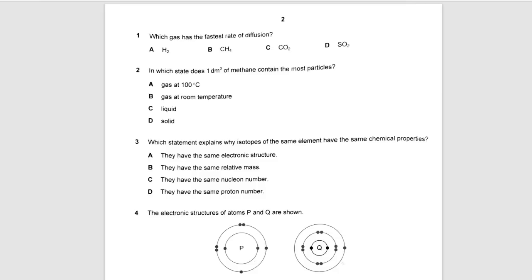Today is a special video because we have got ourselves the Feb-March 2022 papers that were just done a week ago, and we managed to get these papers.